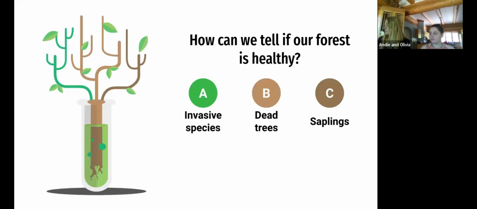This was important because we also had to figure out how healthy our forest is. So we marked down all the invasive species, we marked down all the dead trees and all the saplings. This is important because the healthier our forest is, the more it can sequester.